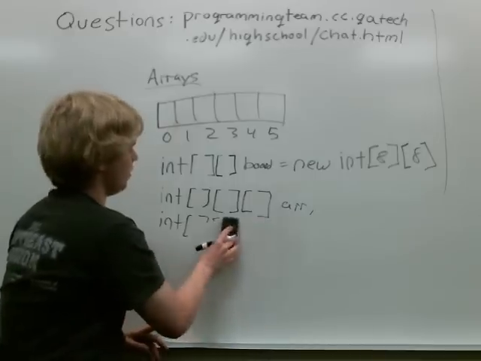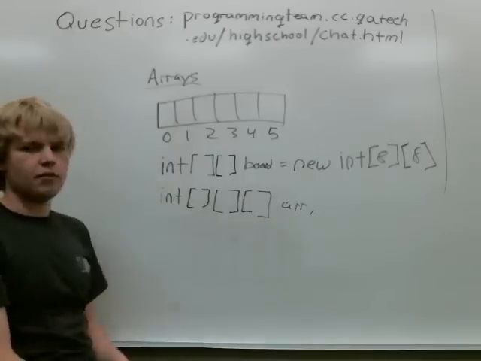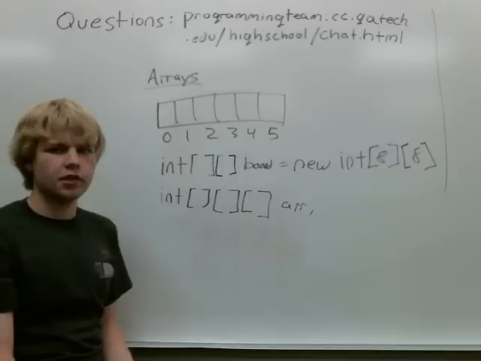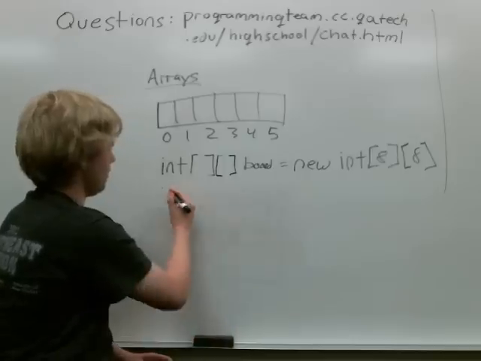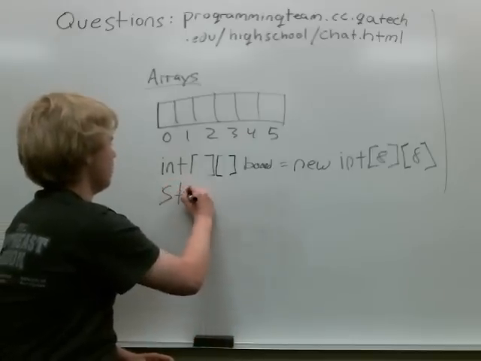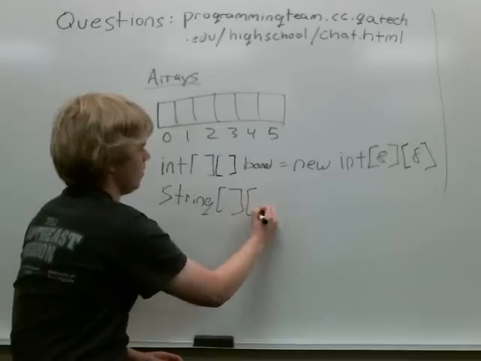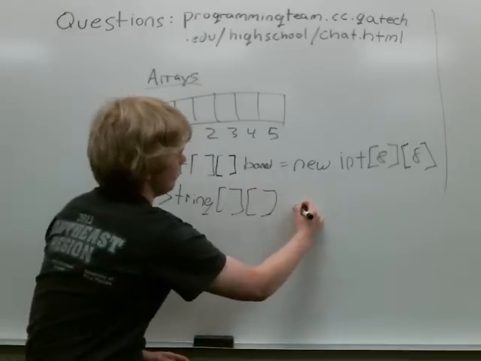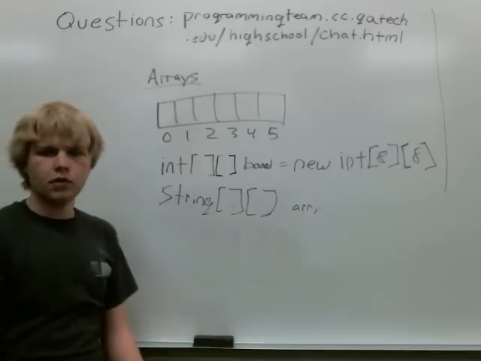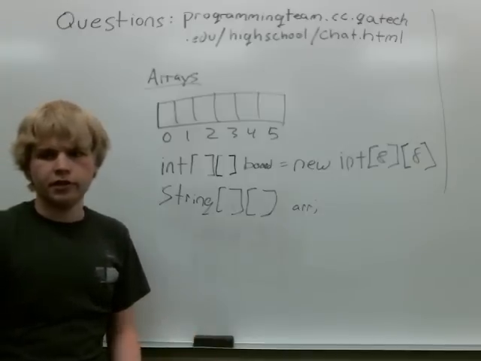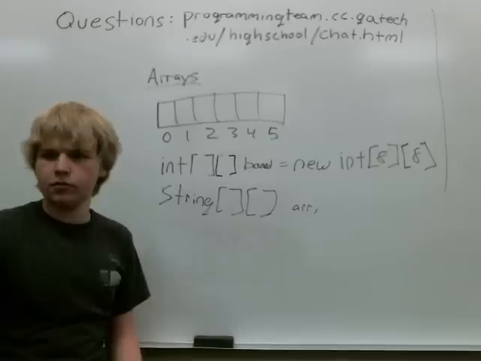And one other thing I want to mention is arrays aren't restricted to just the primitives. For example, I could have an array of strings. It's not just integers, longs, booleans, all those. So I could do something like String, and so now this is a 2D array of strings. So that's pretty much all there is to arrays. Let's see if you have any questions.